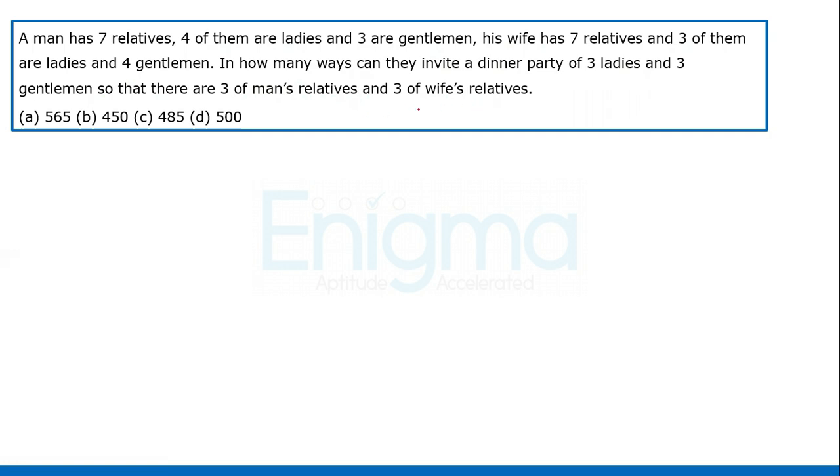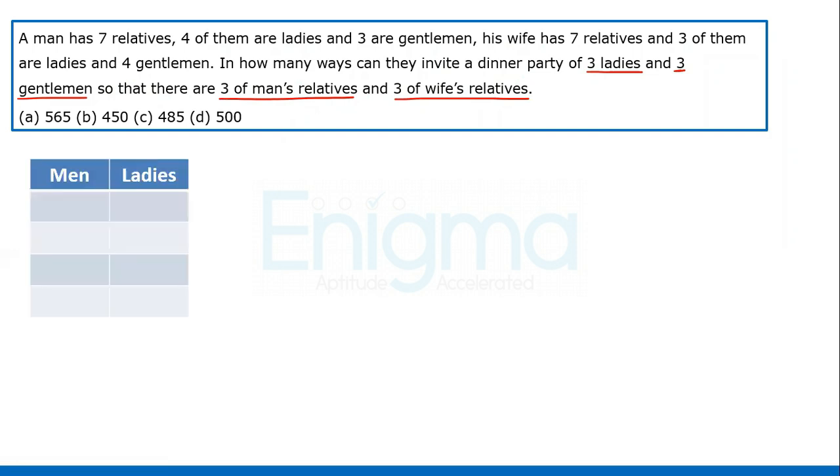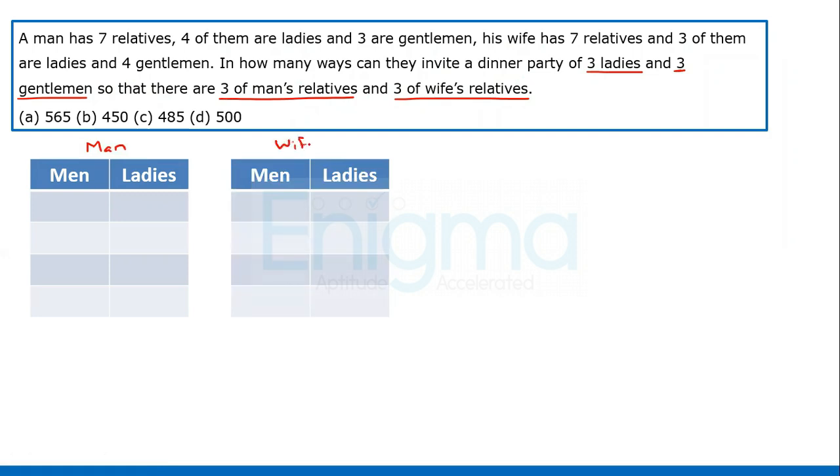Now, if you read this question carefully, there are two conditions to be satisfied. For the dinner party, there need to be three ladies and three gentlemen, and also three of man's relatives and three of wife's relatives. Now, let's make a small table. This table is for the man and his relatives, and the second table is for his wife and her relatives.